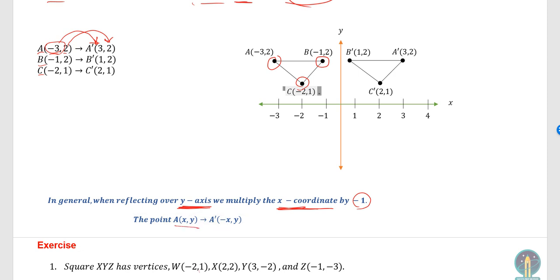So in the generalized case again, for reflecting over the y-axis, you have the point A with initial coordinates x and y, which is now reflected into point A prime having coordinates -x and y.